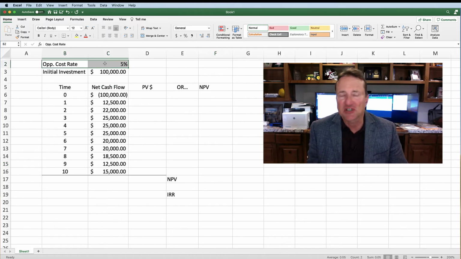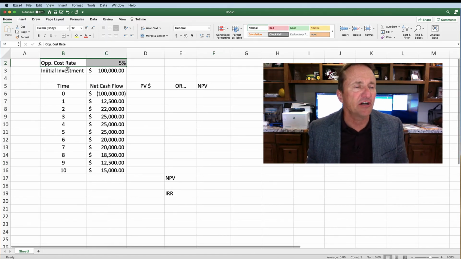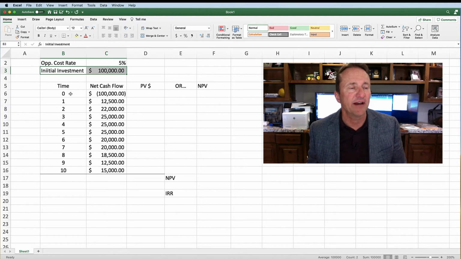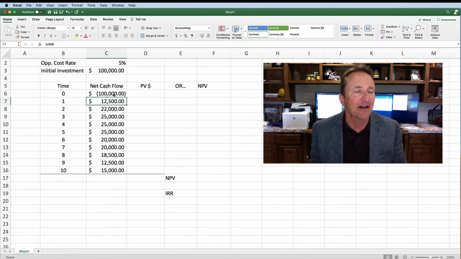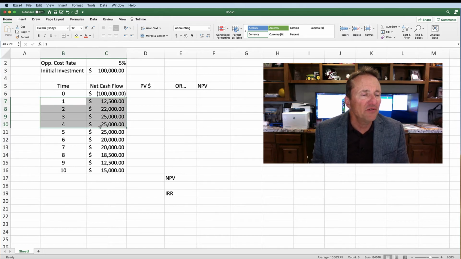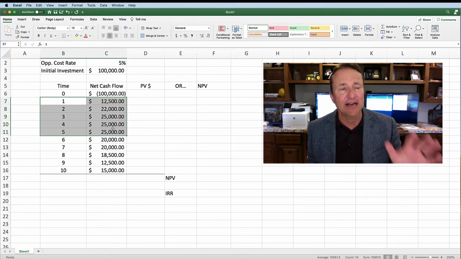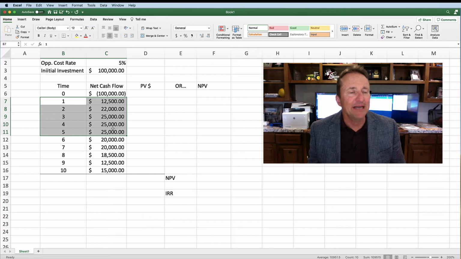Now I've set this up just like we did on the board. I've got opportunity cost at 5%. The initial investment's $100,000. Time value 0 is that $100,000. What I did was just pressed equals, grab that number, put a negative in front of it so that it gave me that negative value I needed. Then in year 1 through 5, I added in the same exact numbers that you had on the board, except as we talked before in my example, we really probably need more time.